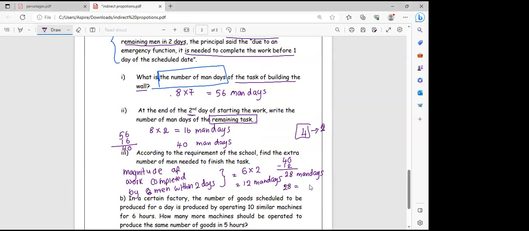Then if I take the number of men that is required to complete this work within 2 days, it is shown that we need 14 men.